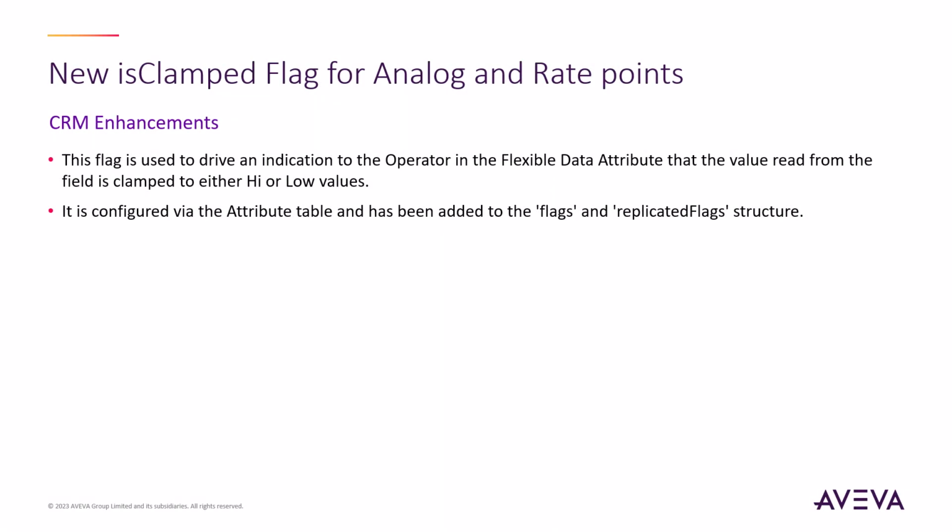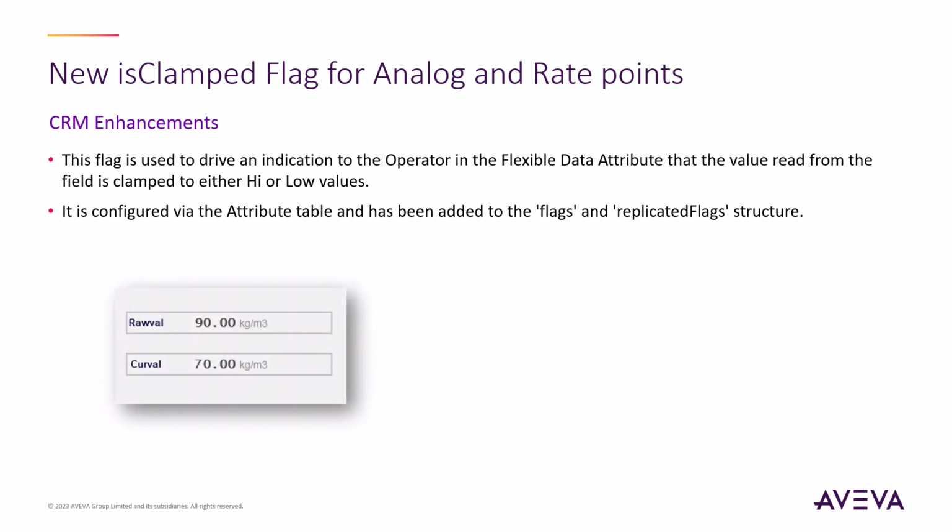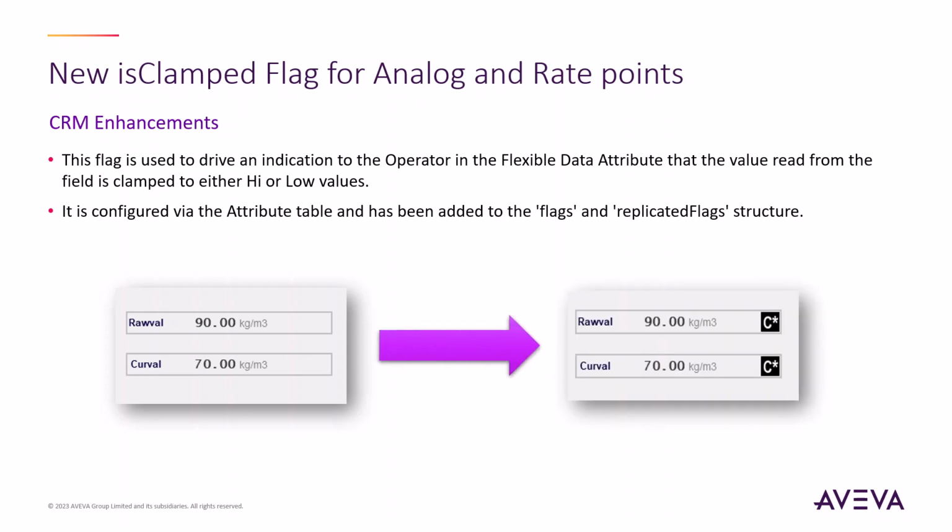Presently, when the value is replaced by the cutoff feature within Enterprise SCADA, the operator sees only the replaced value without knowing that the value read from the field was replaced, as can be seen in the example, where the raw value read from the field is compared with the processed value presented to the operator. With this enhancement, a new attribute was added to analog and rate points to indicate that the value presented on the screen is replaced with an administrator-defined value, improving SCADA controller situational awareness, as can be seen in the example.